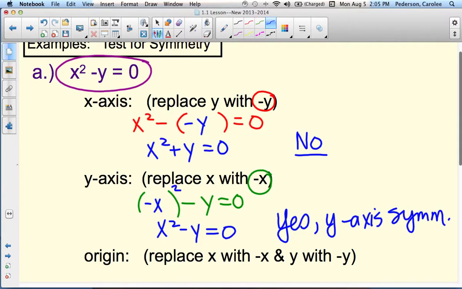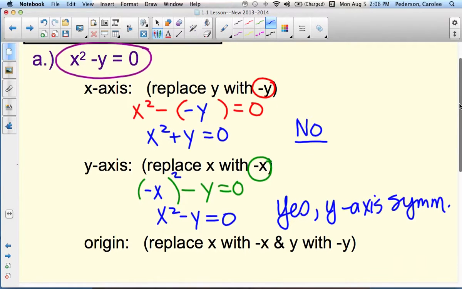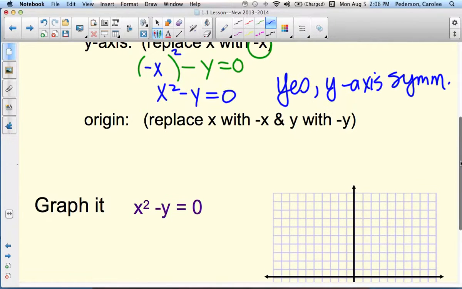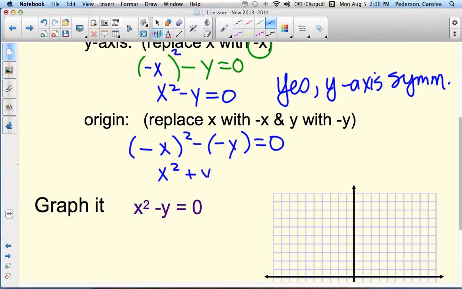Now our last one is to check for the origin. Is there symmetry about the origin? So we're going to replace the x and the y with negatives. And what we get, negative times the -x, is a positive x squared, and then negative becomes a positive y. We did not get the original back, so there is no symmetry about the origin.